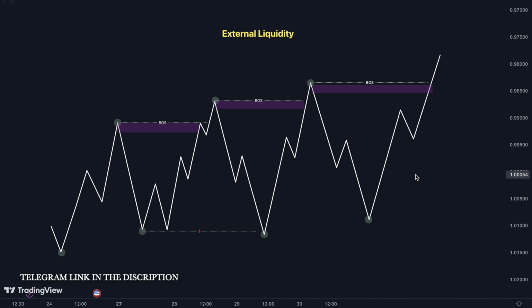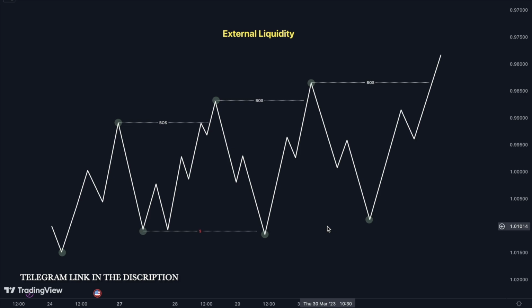The market will always give a reversal after taking your previous high or previous low. Why will the market form that kind of structure? You will have to understand. So let's start the video with external liquidity.